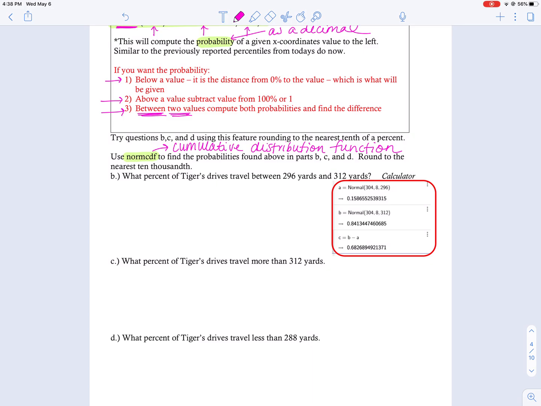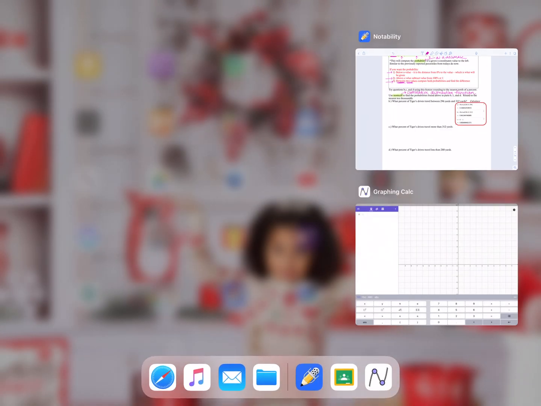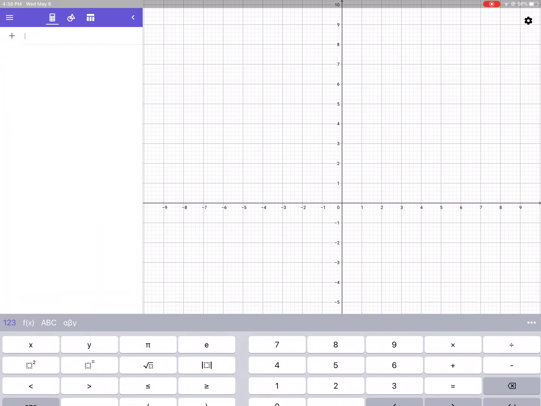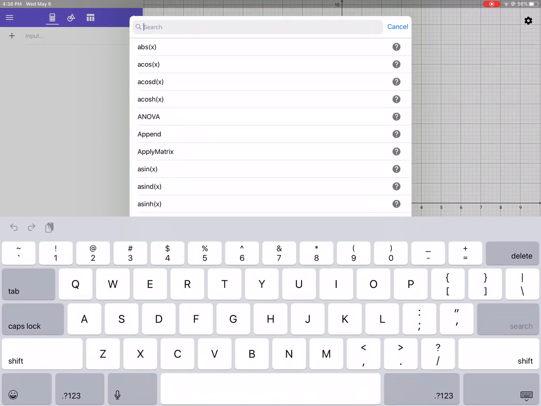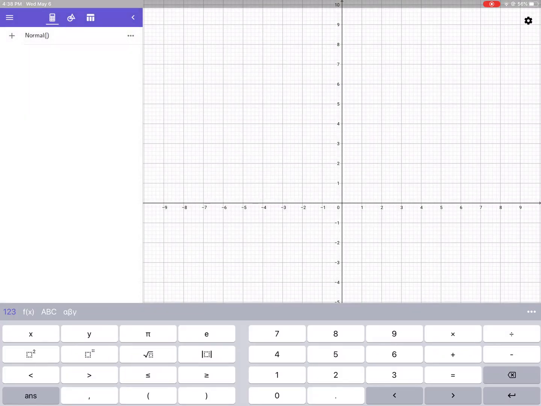So I'm going to go straight into here, and I'm going to click on my three dots, and you are going to search NOR, normal. When you open up that parenthesis, remember, you're going to put in first the mean. Here the mean was 304, comma. Then the standard deviation. Here his standard deviation was 8. And in this question they want between two different numbers, between 296 and 312. So first I'm going to do 296, and I'm going to get that number, 0.1586 and so on.